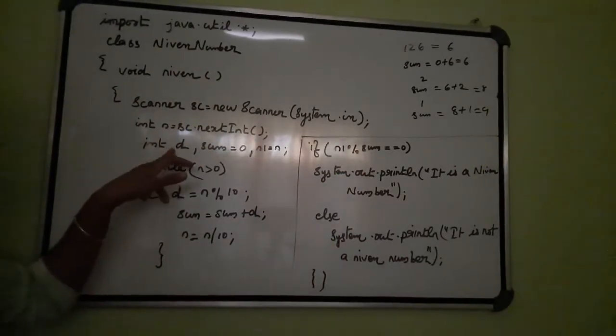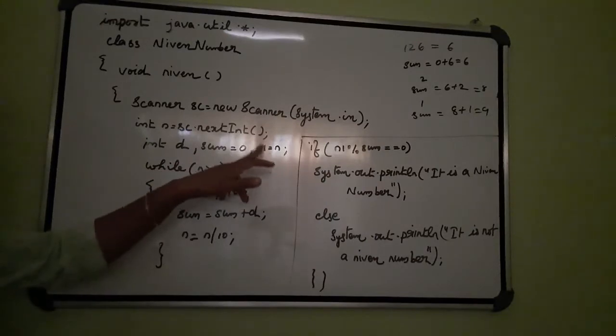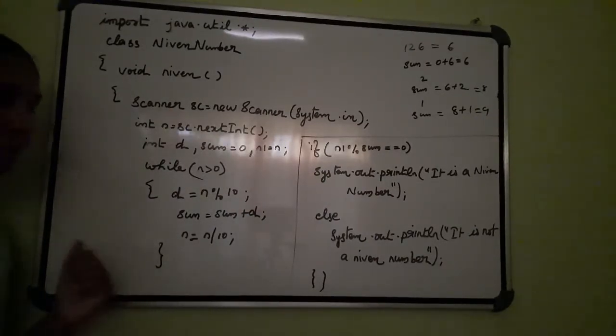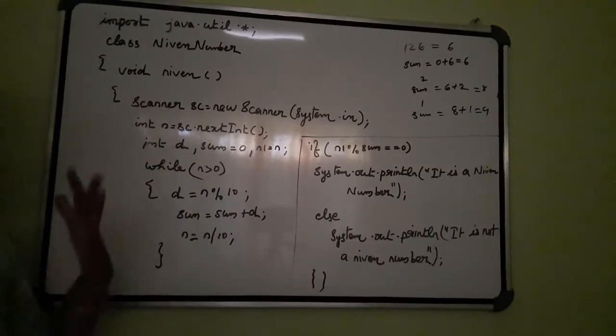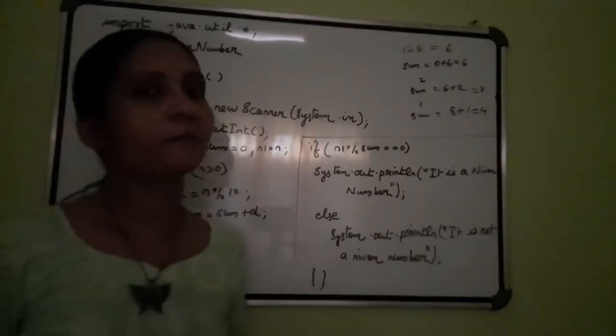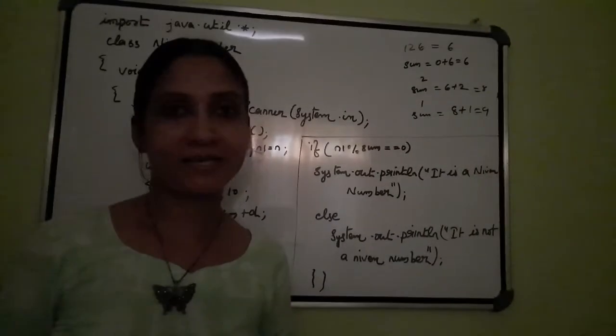Here we used three variables: d to store the digit, sum to find the sum, and n1 to store the first number in another variable. Okay, these are the things. It's also a very simple program. We have to check whether the number is an even number or not, in this way.